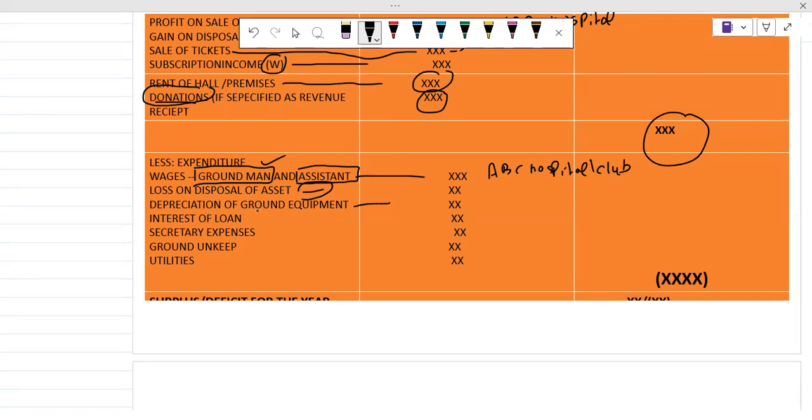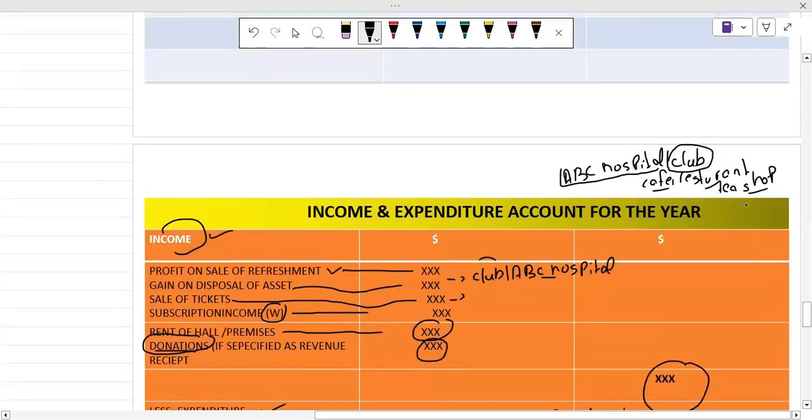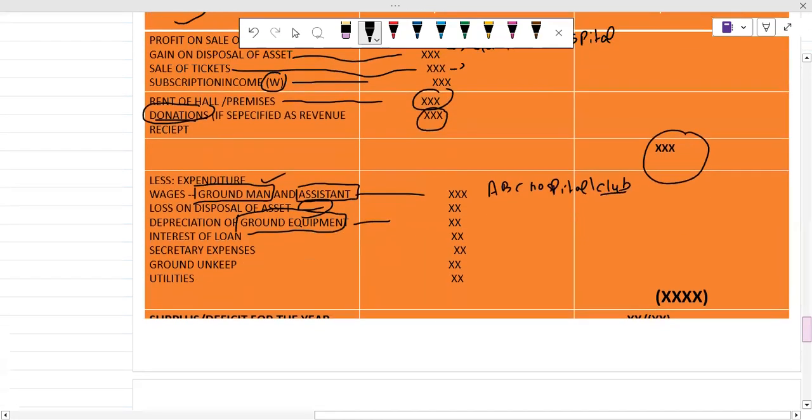So we already know that only ground equipment, the type of equipment which is only related to the ABC hospital or club, should not be linked with the restaurant, tea shop, and the cafe. The equipment which may be used by the ABC hospital or the club, that type of equipment's depreciation should be under the expenditure, under the income and expenditure account.